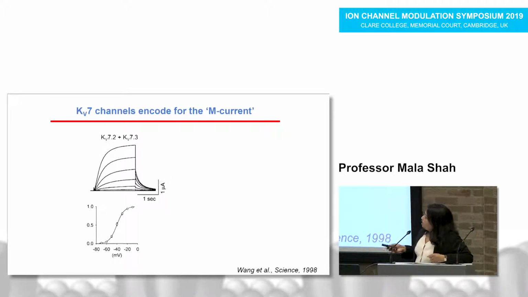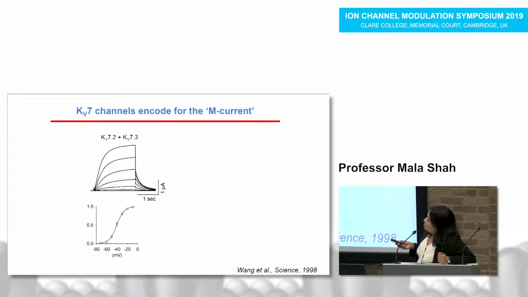When you express Kv7.2 and Kv7.3 together in cell lines such as HEK293 cells, and then apply depolarizing steps, you can record currents which are very slowly activating, and these increase with the amount of the step, as you can see here. And you can get an activation curve with a V-half of around minus 40 millivolts.